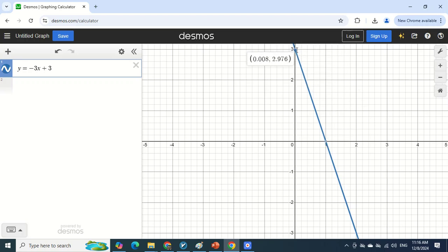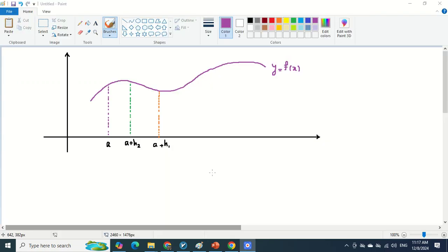Or if you consider the point 0 and 3, then by substituting x by 0, the value of y will be 3. And this slope is negative because it's decreasing and coming down if we travel to the positive side of the horizon. So right now let us take a look at y equals f of x, and let us determine the slope of a line for the given 2 points.